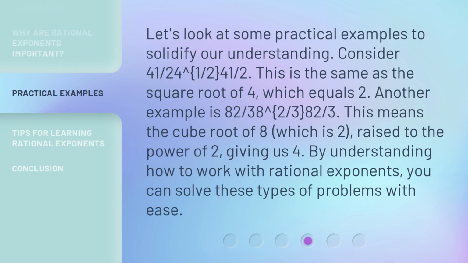Let's look at some practical examples to solidify our understanding. Consider 4^(1/2), 4 to the one-half. This is the same as the square root of 4, which equals 2. Another example is 8^(2/3), 8 to the two-thirds. This means the cube root of 8, which is 2, raised to the power of 2, giving us 4. By understanding how to work with rational exponents, you can solve these types of problems with ease.